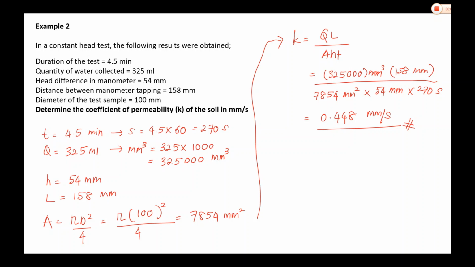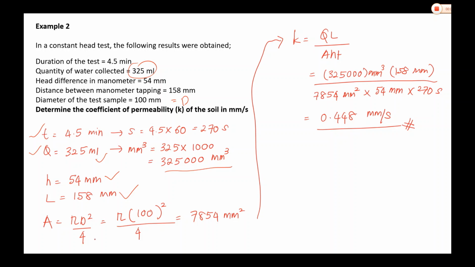Sama juga data given: duration of the test, which is the T. Quantity of water collected 3.5 ml. Head difference is H value. Distance between manometer tapping is L value. Diameter of the test sample is D lah. This one is a D to get the area later. So mana unit tak setara? We need to convert to the suitable unit. So ml to mm cube.